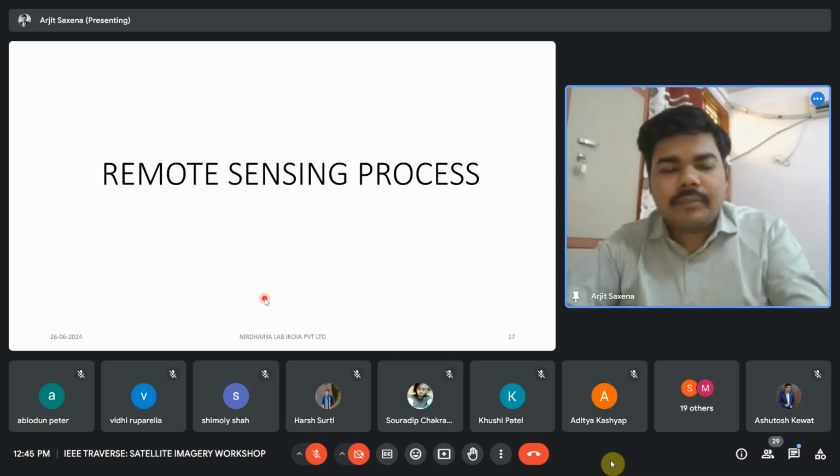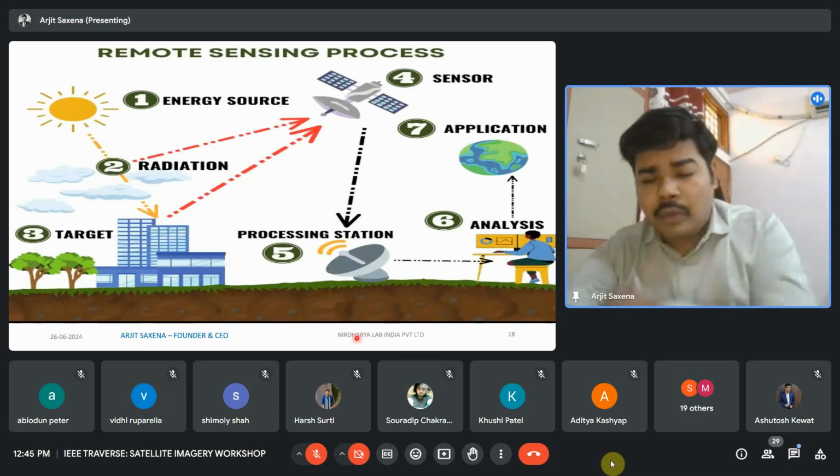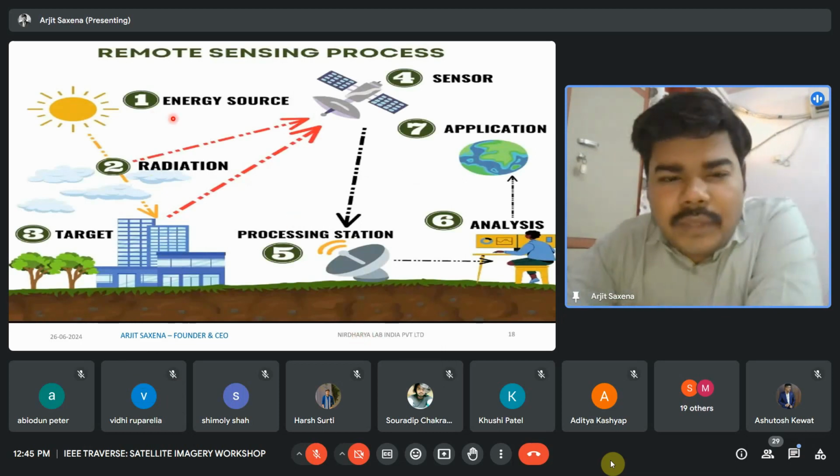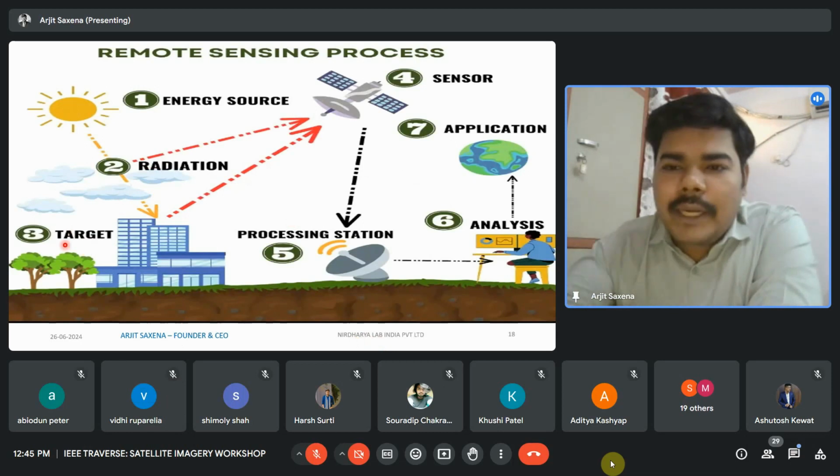Okay, now the remote sensing process. There are seven components in the remote sensing process. The first one is the energy source, which we are going to discuss in detail. Second is the radiation. Third is the target. The target is obvious now. We have to study a target.